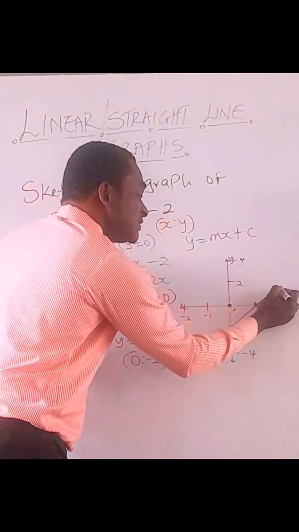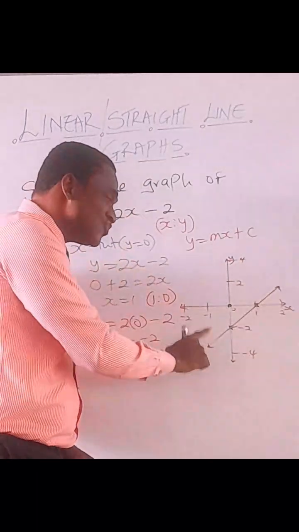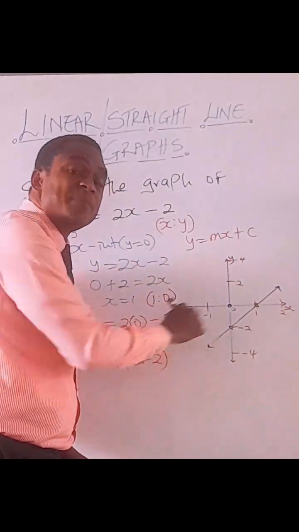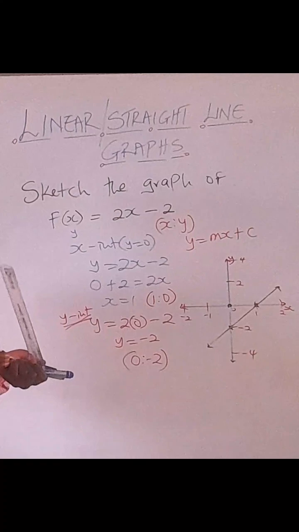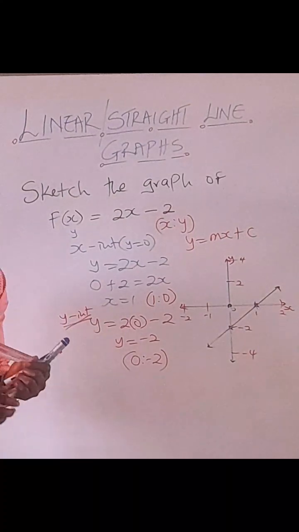Be very careful when sketching though. Make sure the line you are drawing goes directly through the intercepts and not by the side. And this is the fastest way to sketch any linear graph.